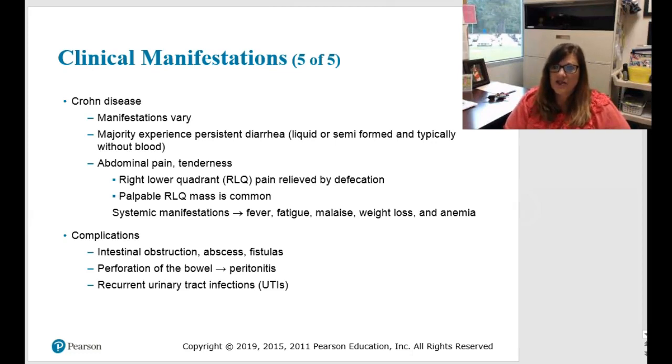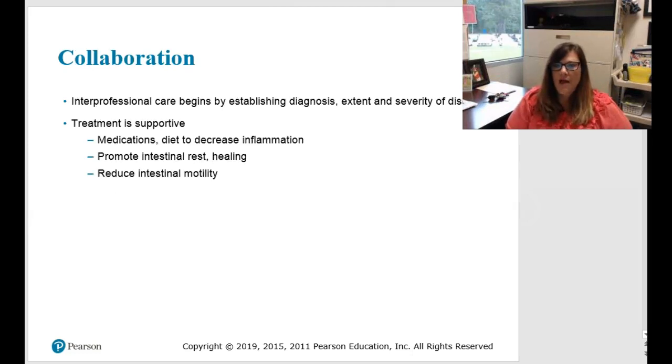Some complications of Crohn's would be an obstruction, an abscess, fistulas, again, perforation of the bowel, and that's a problem because then all those fluids are going in the wrong spot and you can get peritonitis and also recurrent urinary tract infections. Perforation is not as common with Crohn's though.